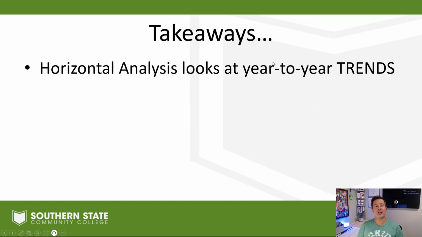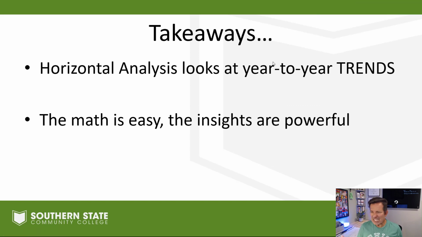Horizontal analysis looks at year-to-year trends. The math is easy to do. Whether you do it by hand or in Excel, it's a real simple calculation. We're just dividing one number by another one, maybe multiplying by 100 to get a percent if we're not doing it in Excel. Easy math, but really powerful insight. I can really start to understand what's going on in the financial statements by doing a common-sized analysis, using horizontal analysis to go year to year and looking at the trends.